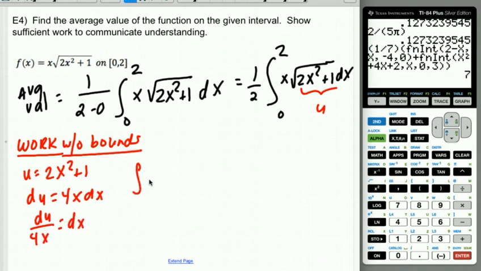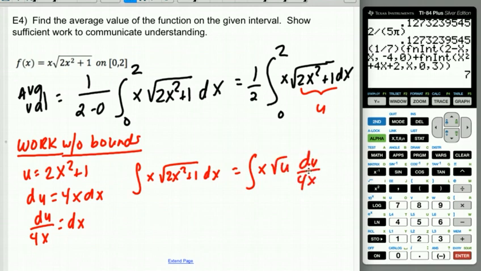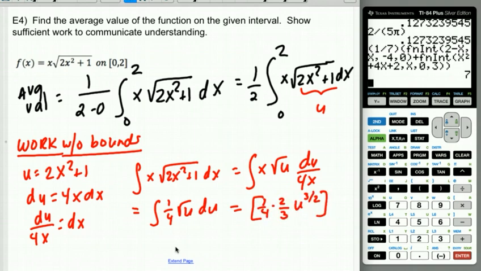That means that this integral of x root 2x squared plus 1 dx is actually going to be an x times a root u times a du over 4x, and you can see the x's will cancel, so I'm going to get that this is a 1/4 root u du, right? So when I integrate this, instead of being a u to the 1/2, it's going to be a u to the 3/2. So I'm going to get 2/3 u to the 3/2, right? Which means that I can cancel a 2 from this, and it is 1/6 u, so 2x squared plus 1 to the 3/2. Like, that's what I should be getting.